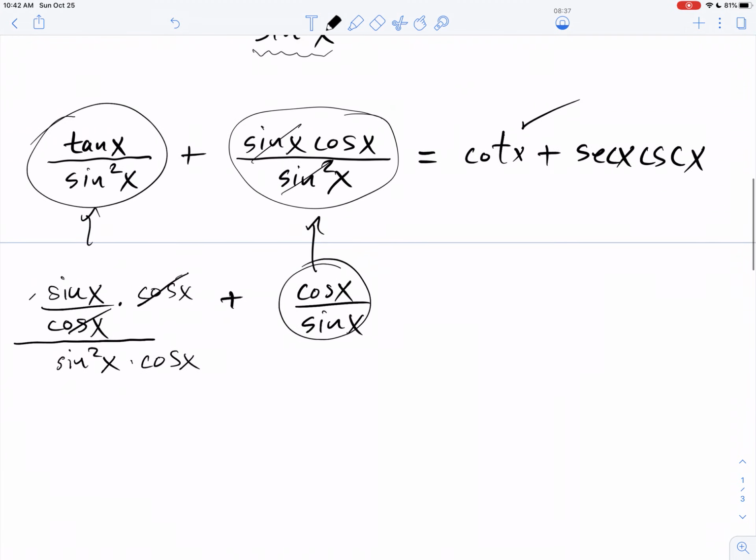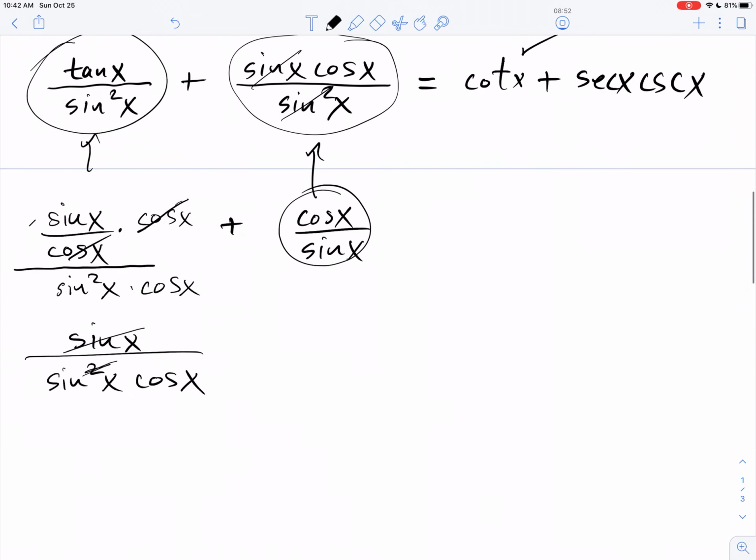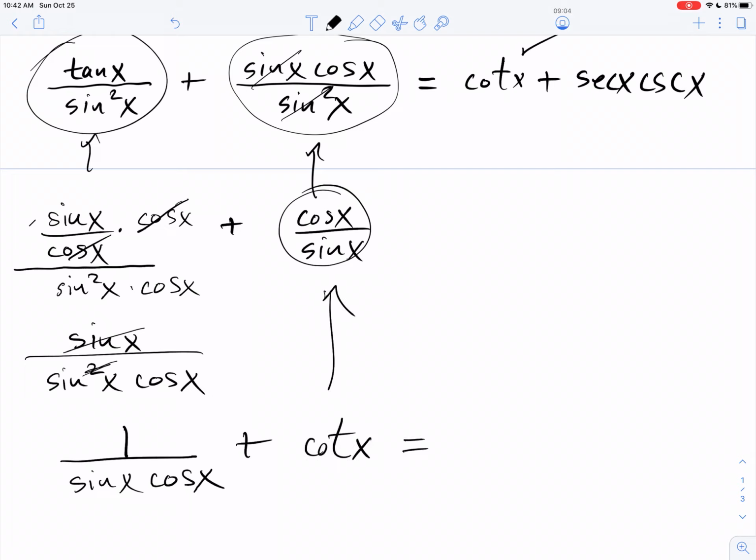And what do I get left with? Well, in the top, I just have sine x. In the bottom, I have a sine squared x and a cosine x. Well, hey, I can do one of these, takes out one of those. And then what do I have left? Well, I have 1 over sine x cosine x plus, now let's just call this thing cotangent. And it's supposed to look like this. And guess what? It does.